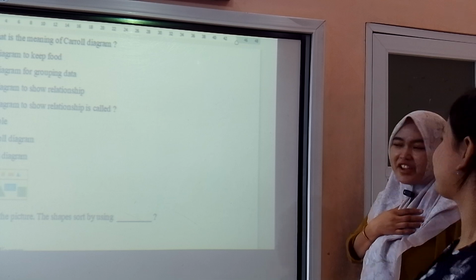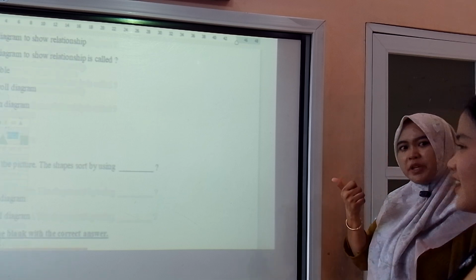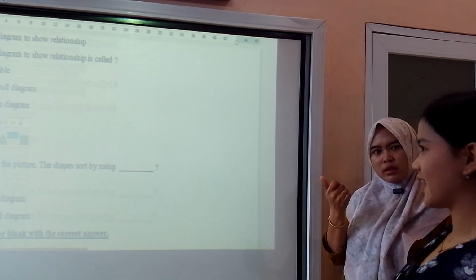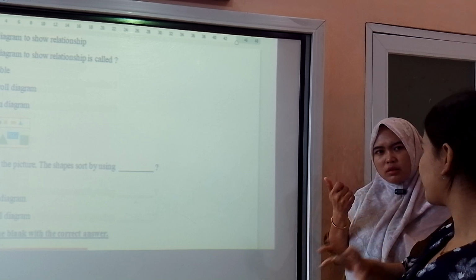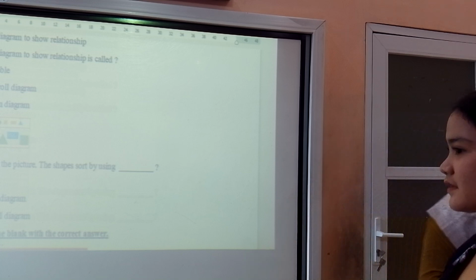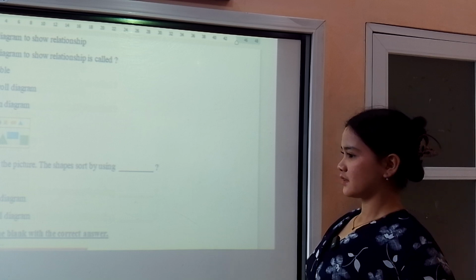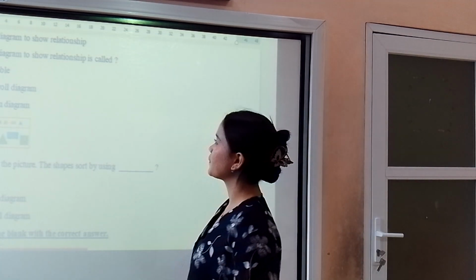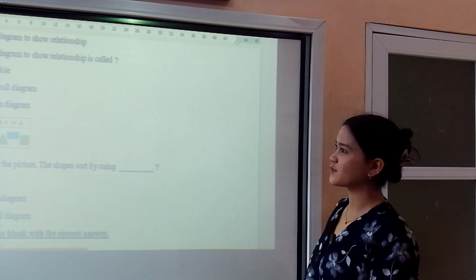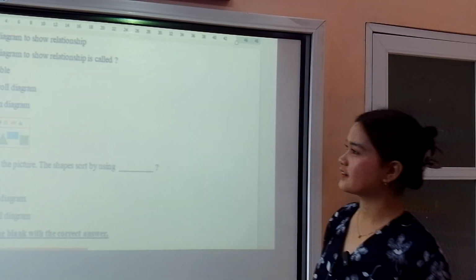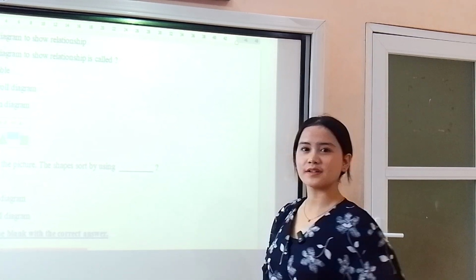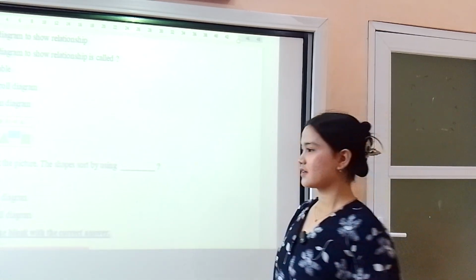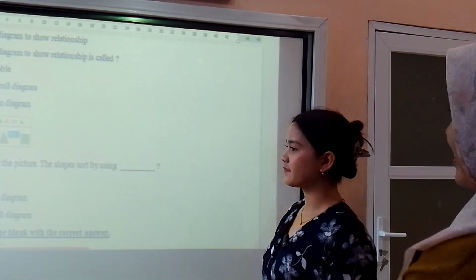Yes, Venn, like Carroll, grouping data, yeah. Grouping data into categories. Okay. How many diagrams, Miss Sonia, will you explain in this topic next week? In this topic, we have 2 diagrams, Miss: Carroll diagram and Venn diagram.